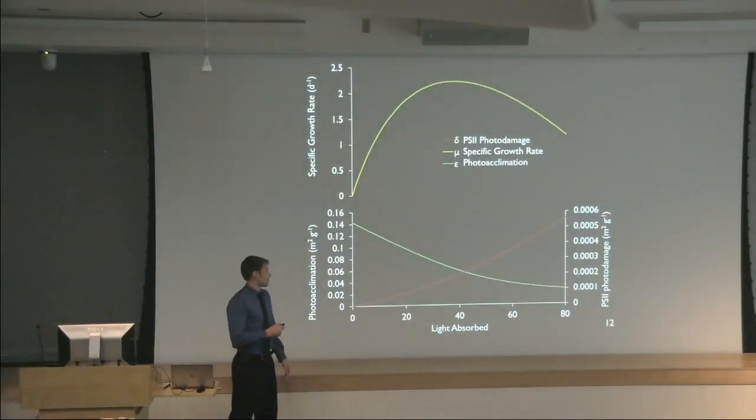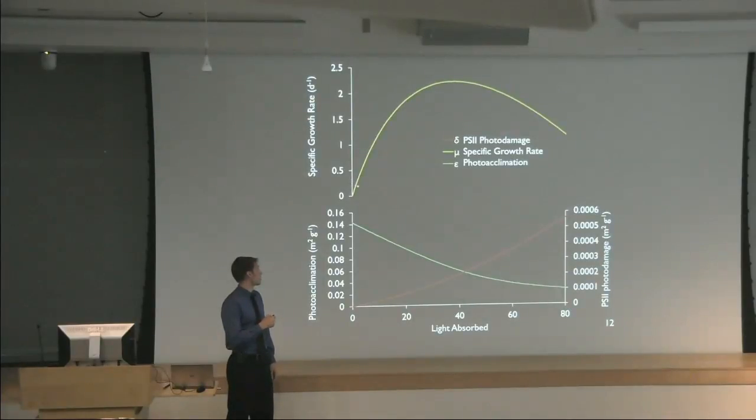So the first thing to look at is steady state continuous light growth. And so up here I have a specific growth rate, and down here I have photoacclimation and photosystem 2 photo damage for a range of levels of absorbed light. So first, looking at specific growth rate, you see characteristic regions of the plot that are commonly published in growth irradiance curves in the literature.